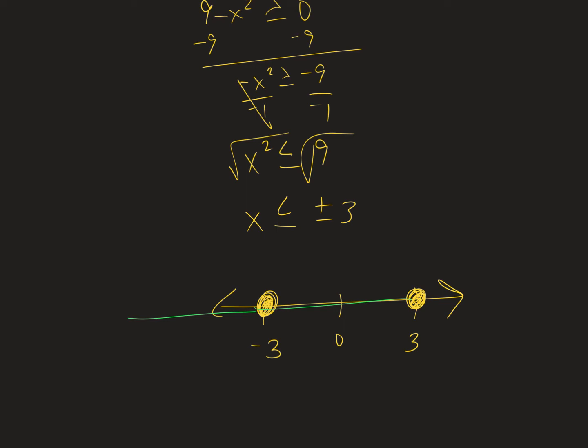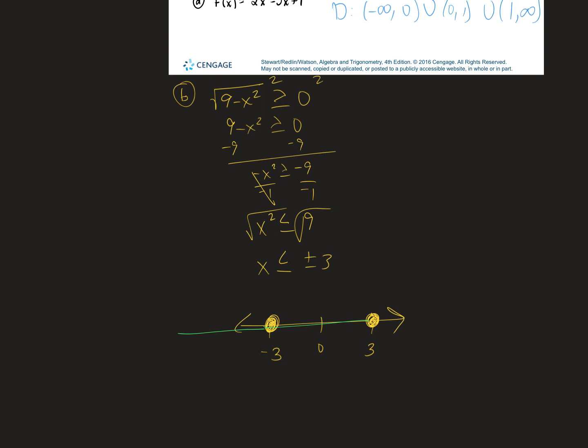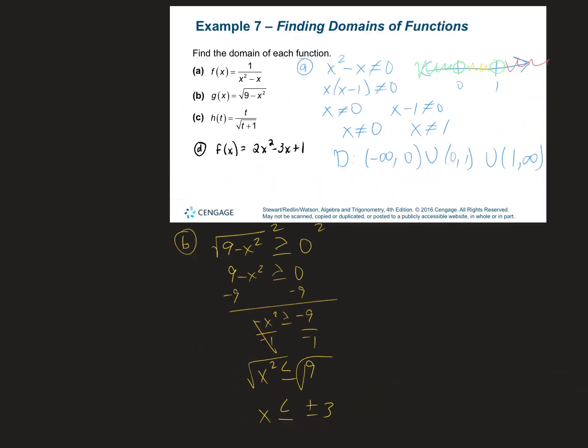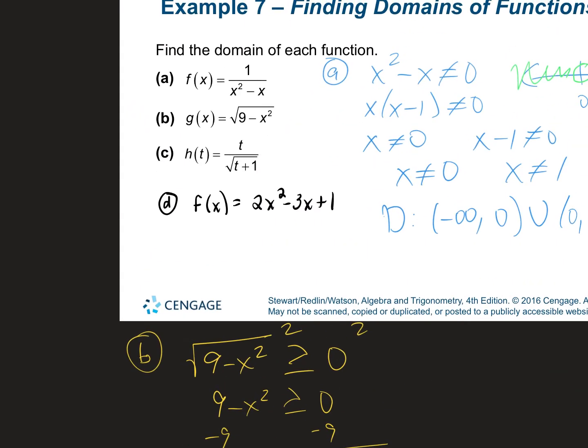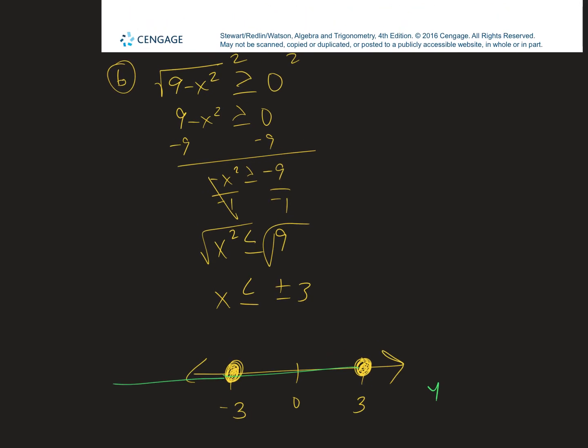You guys just have to think for a second here, okay? If I use a number over here that's bigger than 3, say I use 4. If I plug in 4 here, what happens? What's 4 squared? 16. What's 9 minus 16? Negative 7. Nothing's going to work over there.